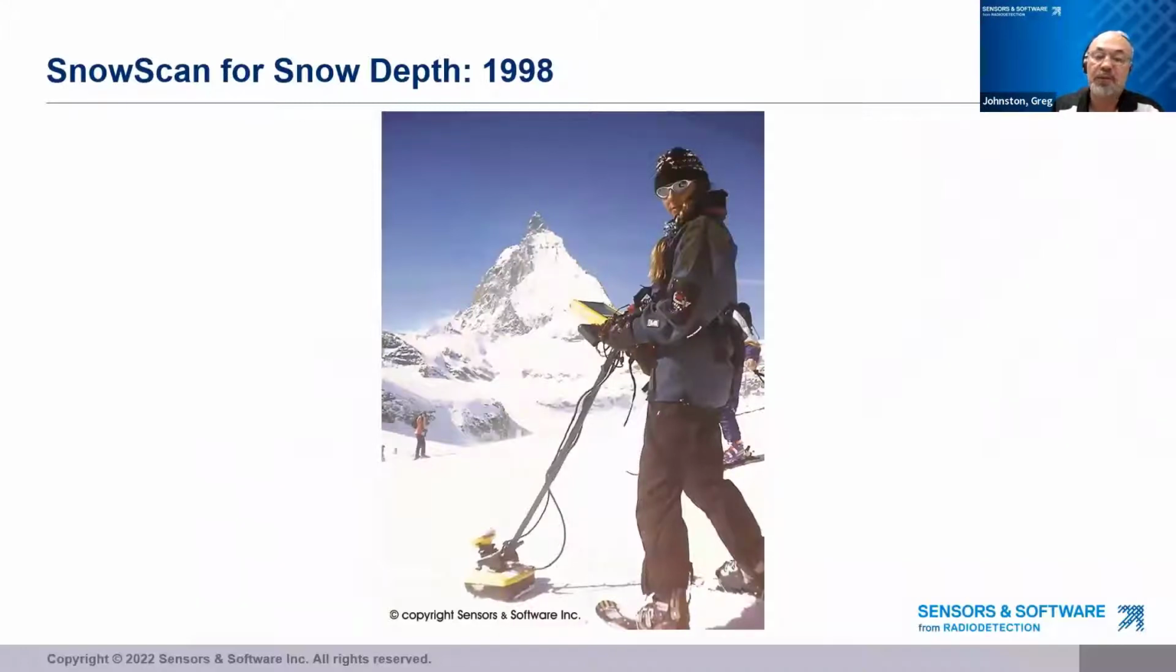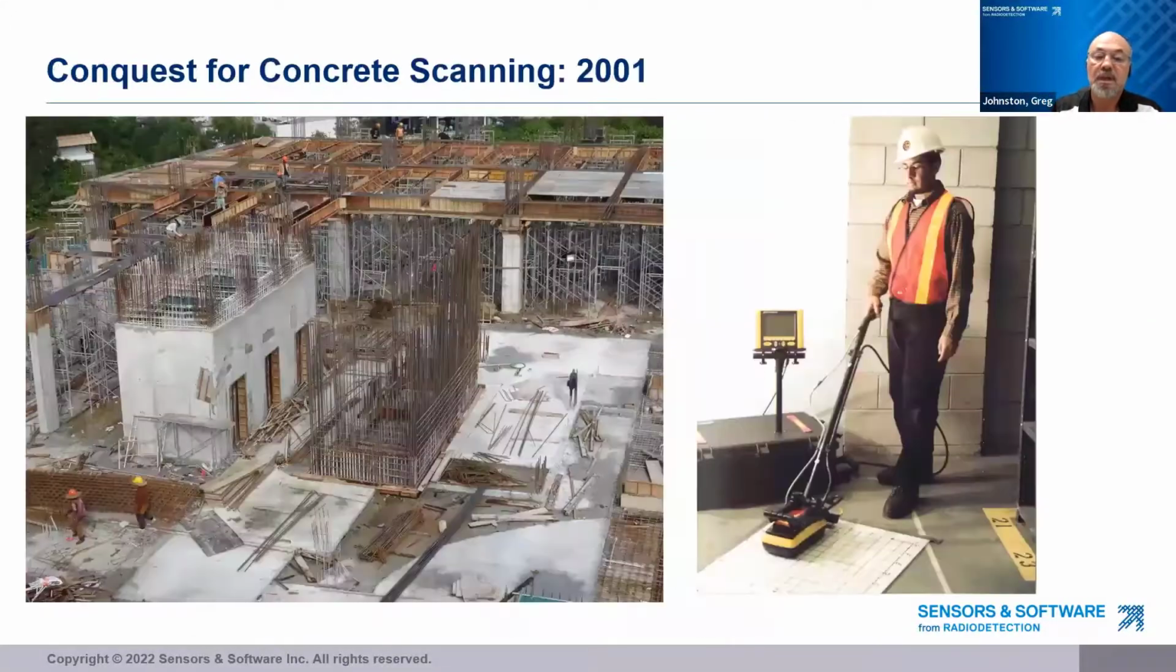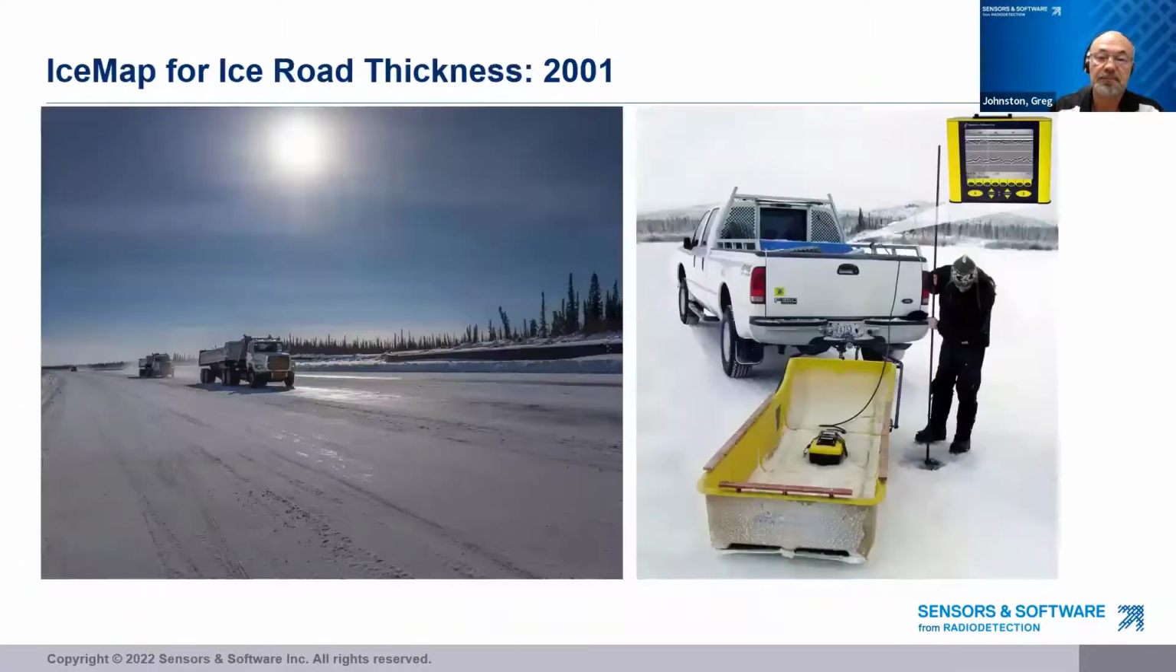SnowScan was developed for measuring snow thickness on ski resorts. Conquest for concrete scanning was first released in 2001. Ice Map for measuring ice thickness on winter roads for safety. Those all came from the late 90s and early 2000s.